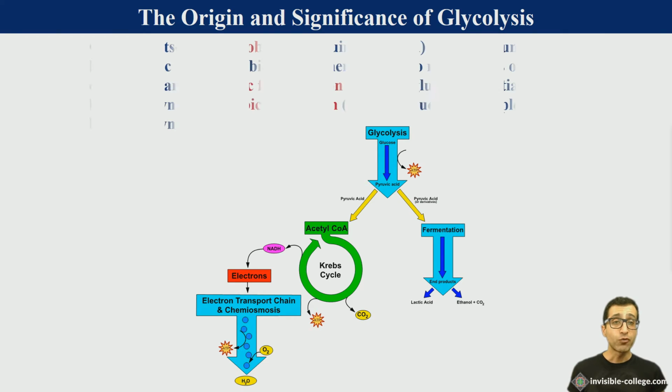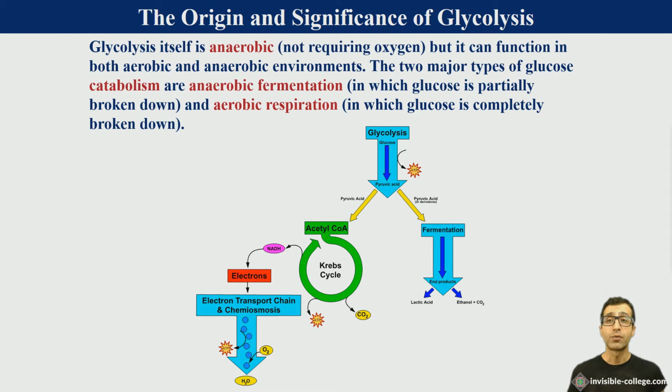So it's an anaerobic process. It does not require oxygen, but it can function in both aerobic and anaerobic environments. And so the two major types of the breakdown of glucose, the glucose catabolism, are anaerobic fermentation, in which glucose is partially broken down, and aerobic respiration, in which glucose is completely broken down.